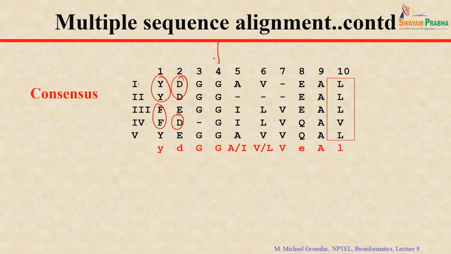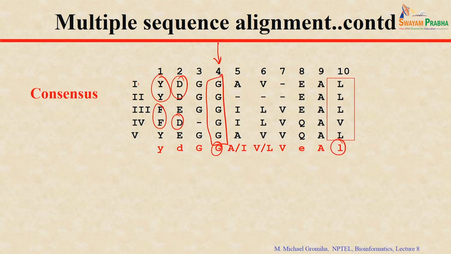And the fourth position, if you see, G is maintained because G is the same in all the sequences, so they put G here. In some cases, like the 10th position, this is a small l, because it is mainly L and V. And in some cases they put equal preferences. For example, at position number 5 or 6, they put either A or I, or either V or L, right.